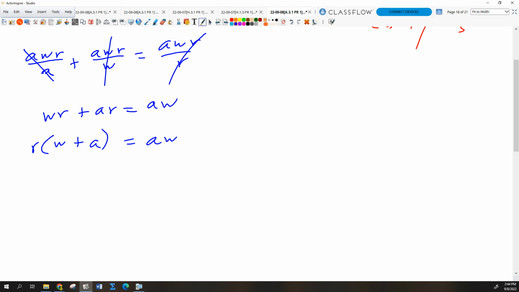I have to divide by whatever's being multiplied by R. I've got R times this quantity. To undo multiplying, I divide, right? So I could divide each side through by the quantity W plus A, and I've got it. Okay, that's a pretty challenging one, right?